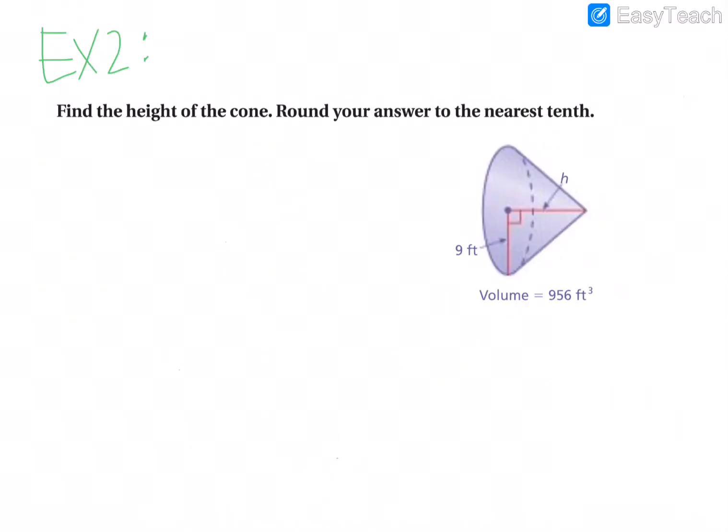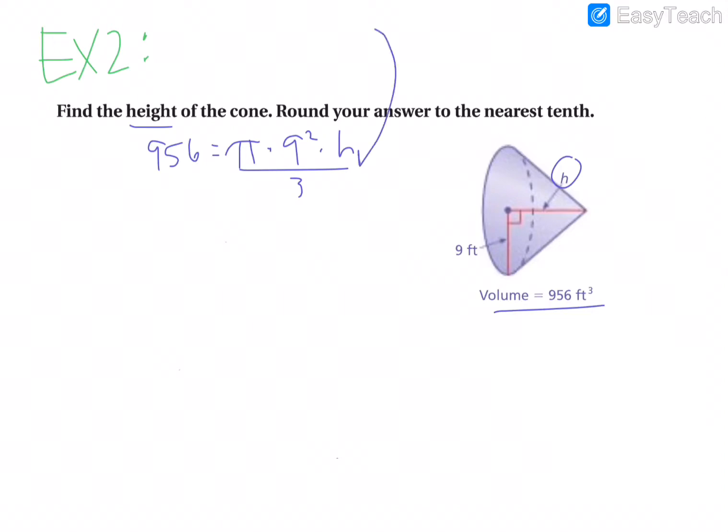Okay, in this next example, you are to find the height. You don't know the height on this one, but you do know the volume. So we're going to plug in 956 is pi times our radius, which is 9 squared, times our height, and divide that by 3. And that's probably where people make mistakes, because they're going to forget to divide by 3 because it's a cone. Just make a mental note to yourself that it's a cone, so you've got to divide by 3 or multiply by 1/3.